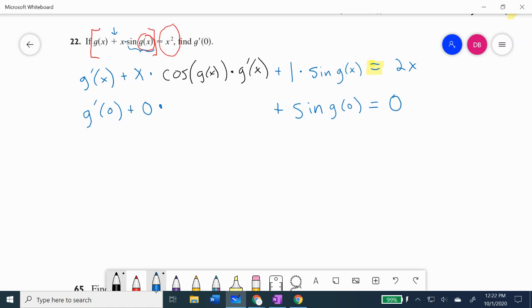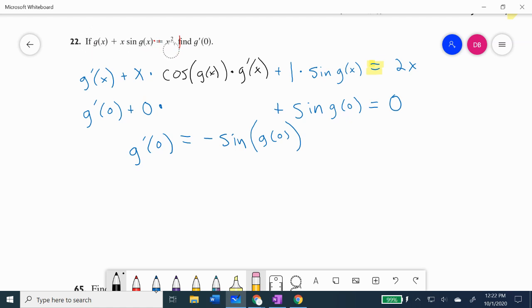Now at this point, what I have is g prime of 0 is equal to, subtract this over, the negative sine of g of 0. And I'm going to put a parenthesis around that g of 0 just to make it a little bit more clear. Now, here's the thing. If I look at this original equation, can I solve for g of 0? Okay, well, I can't. There we go.